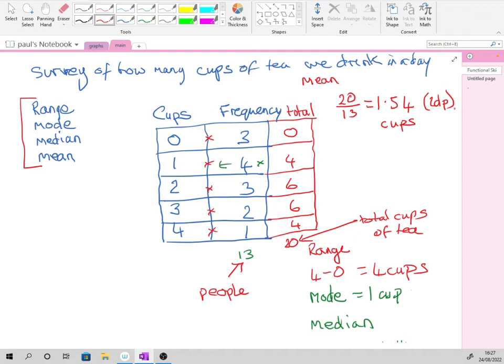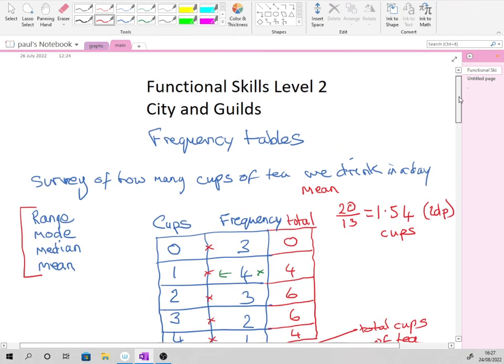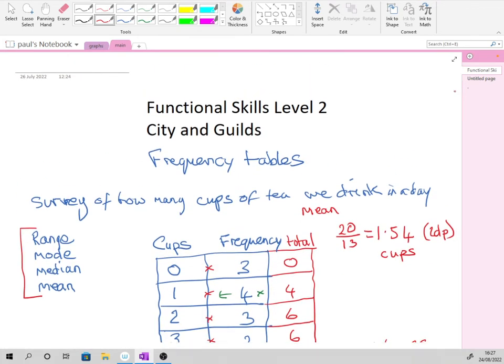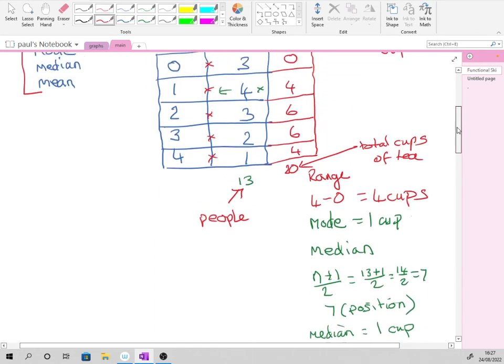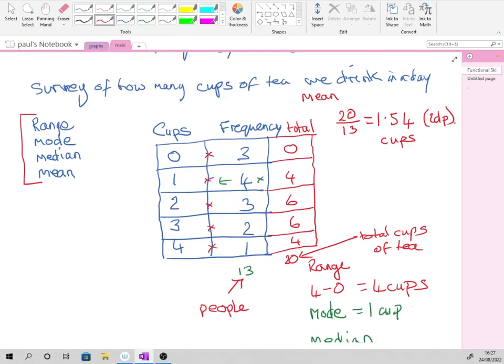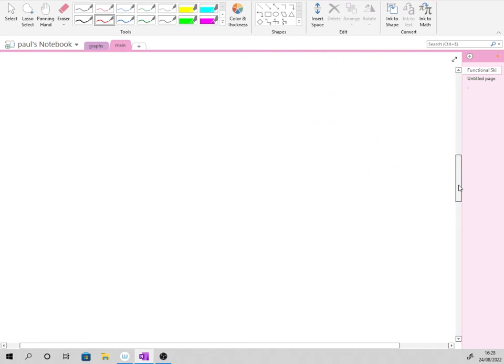Now, there is a more difficult type of frequency table which will come up in the next lesson. So there's no questions in the book on this one, so we'll just have to leave it there, or no, let's do another one.